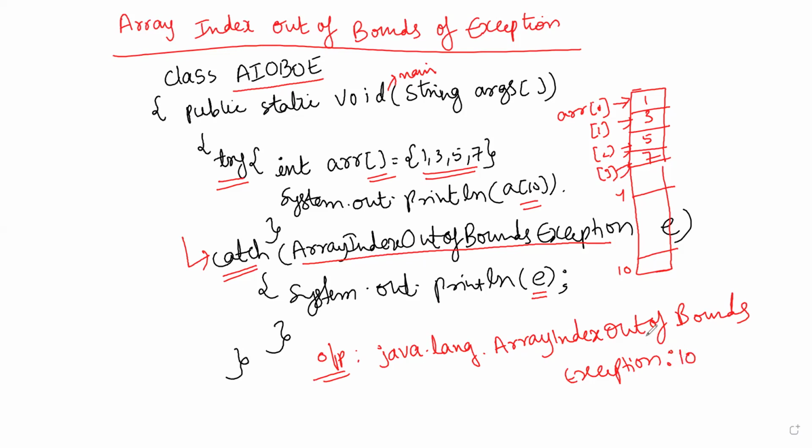I hope this is clear for everyone. We have just 4 values inside the array, but we are going to print the 10th value. So this causes the exception. Now this is all about the array index out of bounds exception. I hope this is clear for everyone.